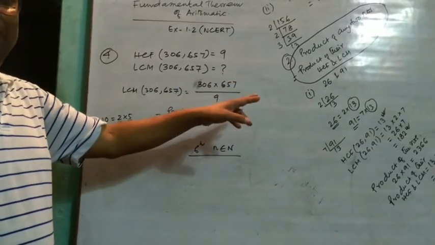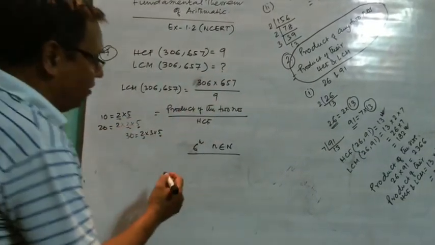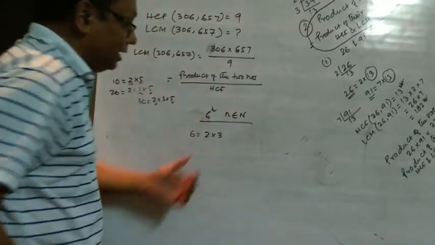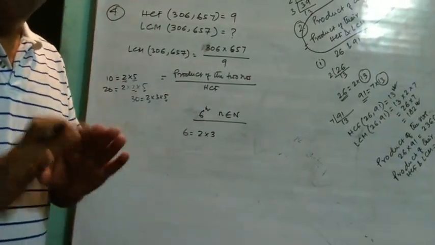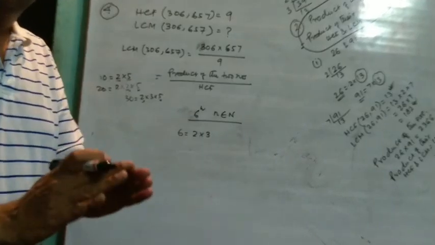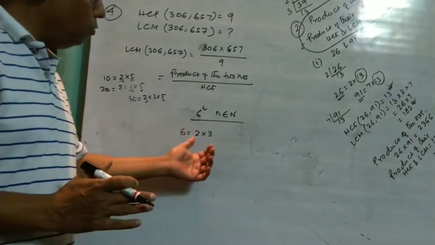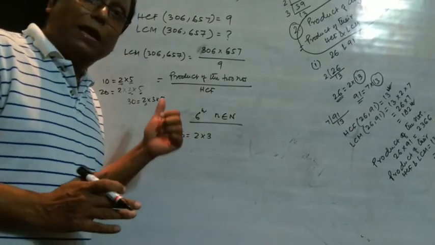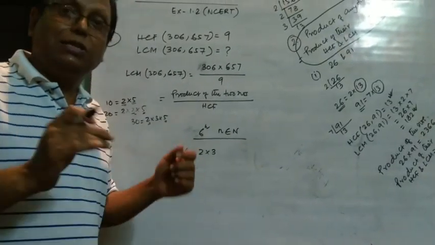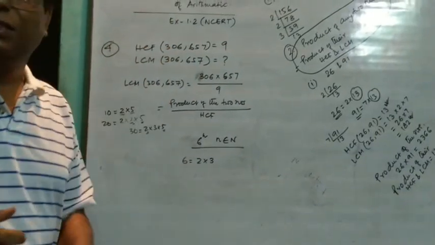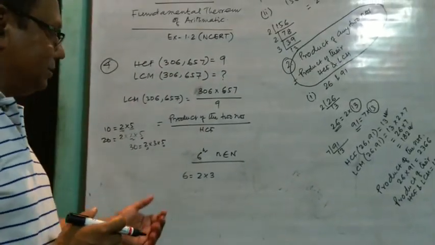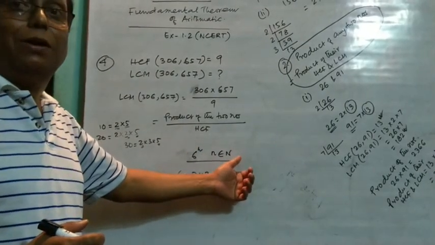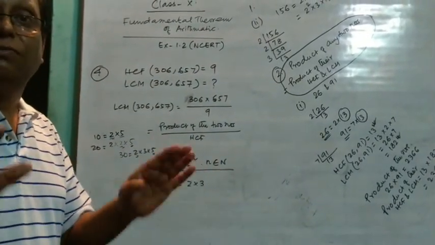Now 6 to the power n is the question. The prime factors of 6 is made up of 2 into 3. It does not contain 5. And this prime factorization is unique according to the fundamental theorem of arithmetic, and hence 6 to the power n, where n belongs to a natural number, can never end with the digit 0.